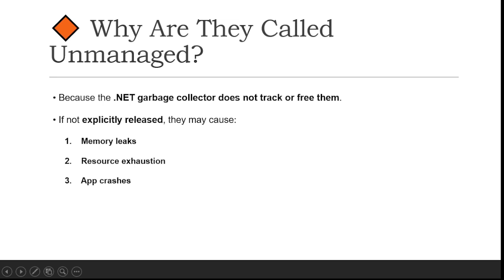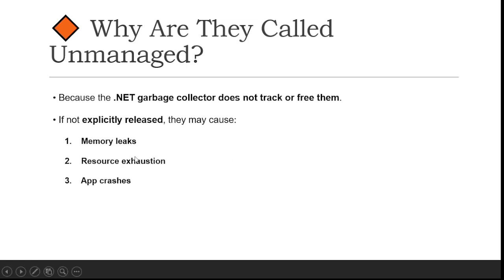So what is a memory leak? We already discussed. Unmanaged objects like file handles, database connections or native memory allocations are not tracked by the .NET garbage collector. If not released explicitly using dispose, they remain in memory. So even if you are not calling the dispose method, they are going to remain in memory itself. Over time, these unreferenced or unreleased objects cause memory to fill up, leading to memory leaks. So that's the way a memory leak happens.